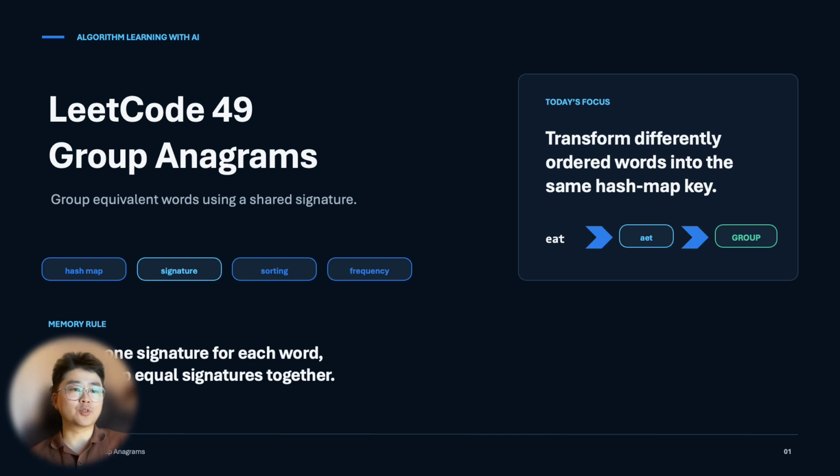So let's continue to solve the LeetCode questions. Today we focus on question 49, Group Anagrams. This problem asks us to group words that look different but are actually made from the same letters. The key idea is to give each word a shared signature and then use that signature to find which words belong in the same group.